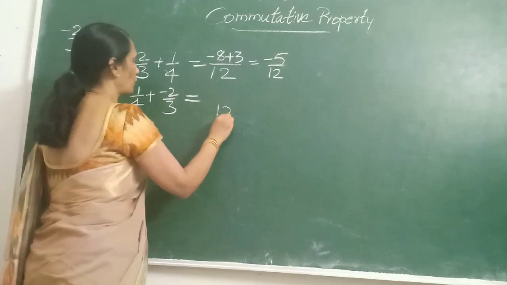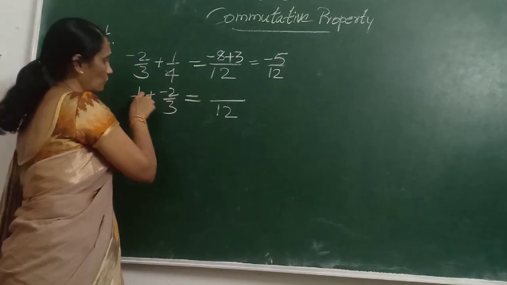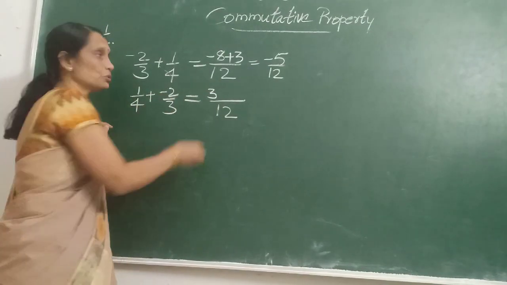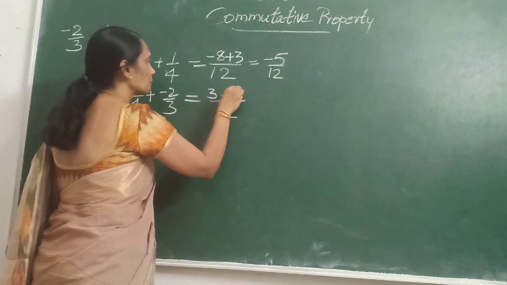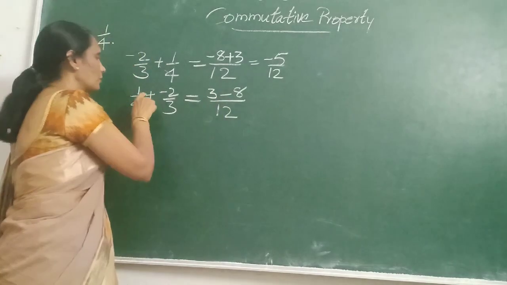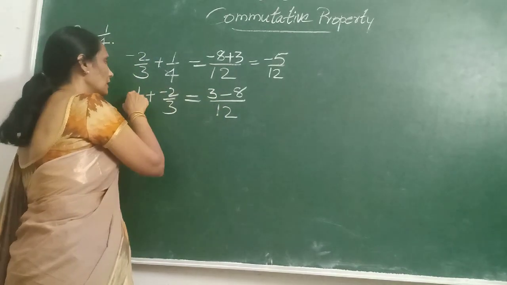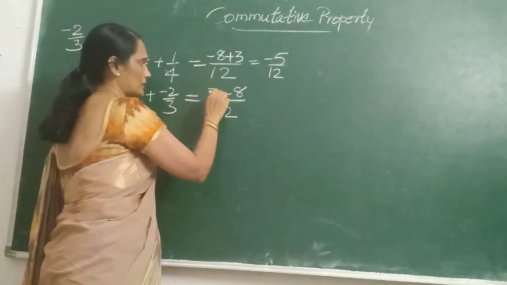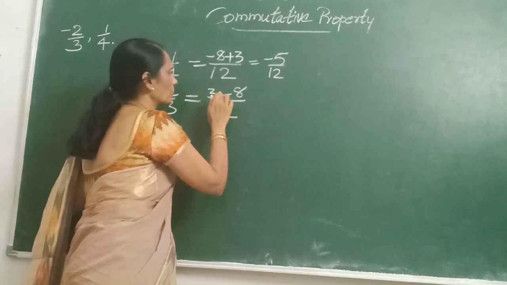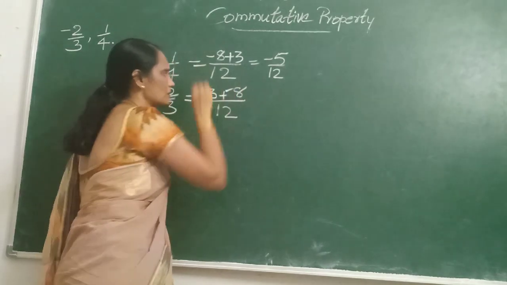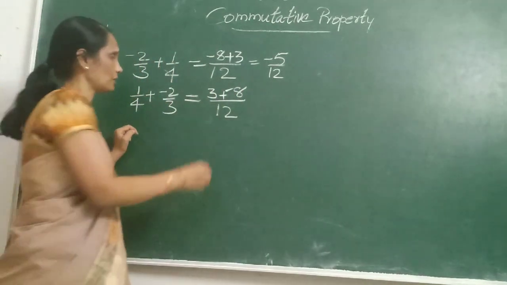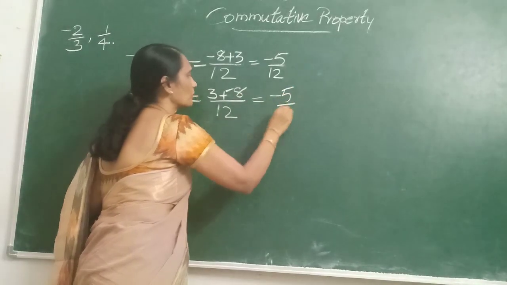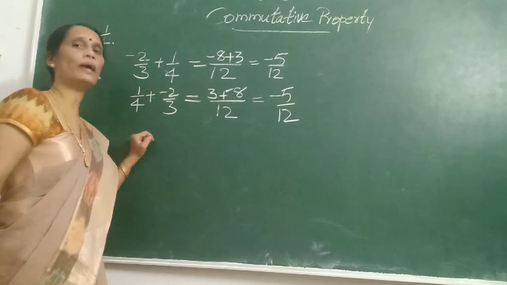4 3s are 12. Cross multiplication. 1 into 3, 3. 4 into minus 2, minus 8. So 3 minus 8, or 3 plus minus 8. You can write it that way also, if you have any confusion. So it is equal to minus 5 by 12. This also is minus 5 by 12.